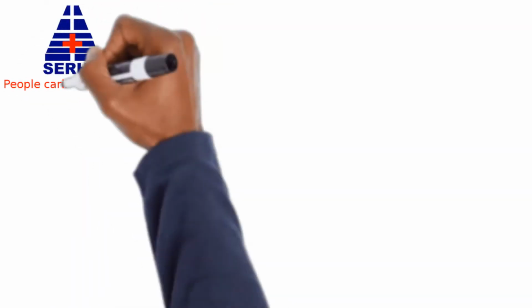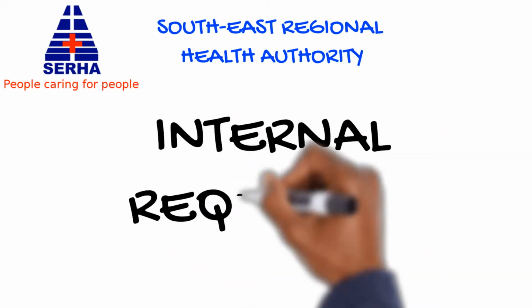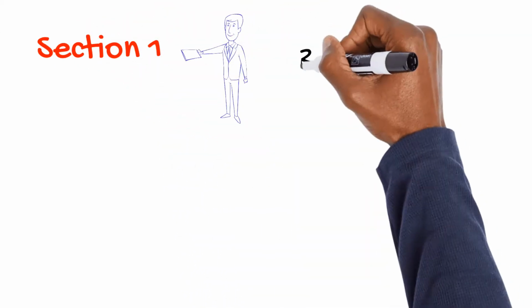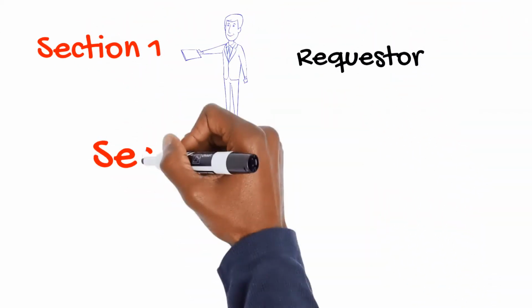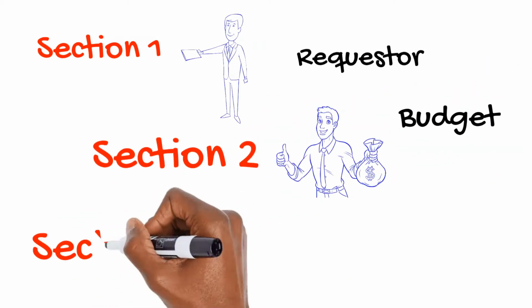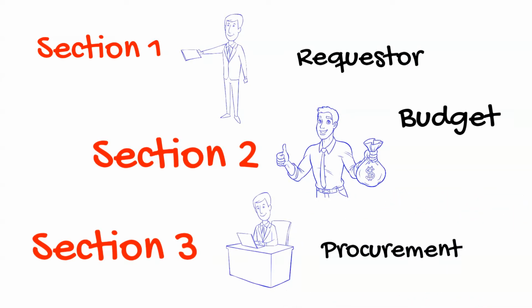The Southeast Regional Health Authority has introduced its new Internal Requisition Form. The form has three sections. Section 1 is completed by the requester. Section 2 is completed by budget. And Section 3 is completed by the procurement department.